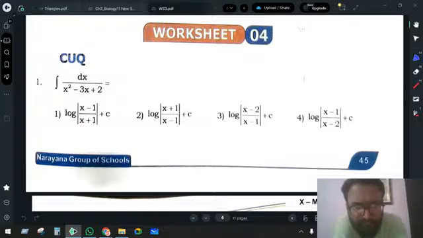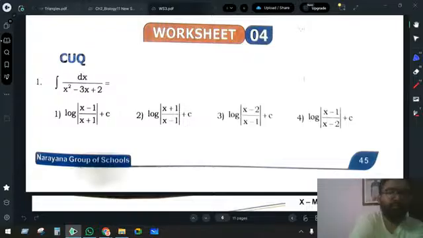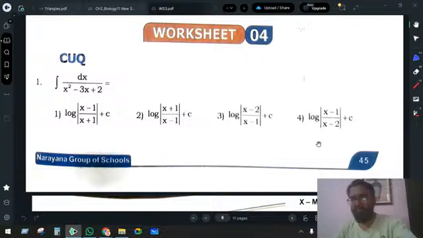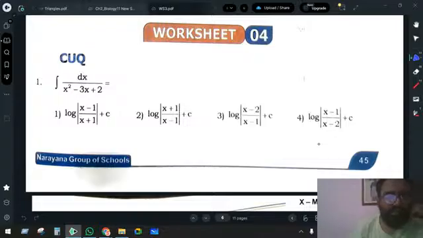Sir, first we'll differentiate. Rationalize. Sir, first we'll find the factors. Factorize. Just give me a second. That is my marker. So x square minus 3x plus 2. Wait a second. So here it is not directly possible, so you have to factorize.